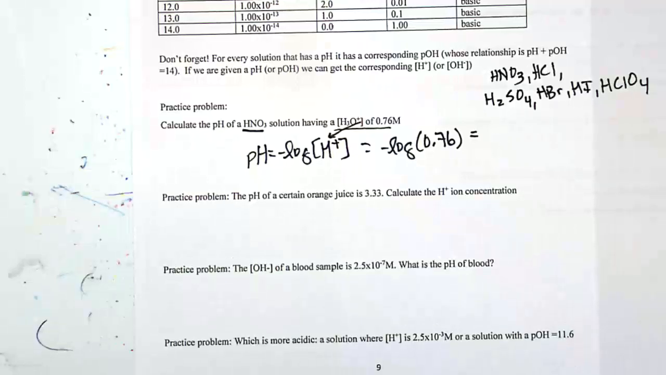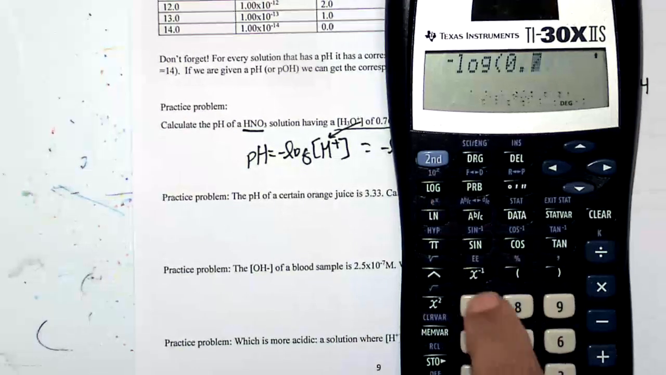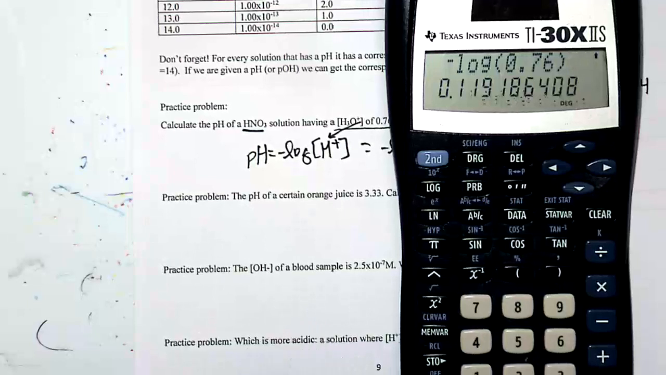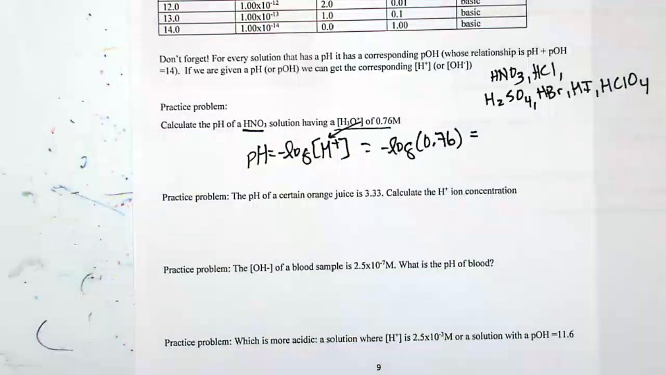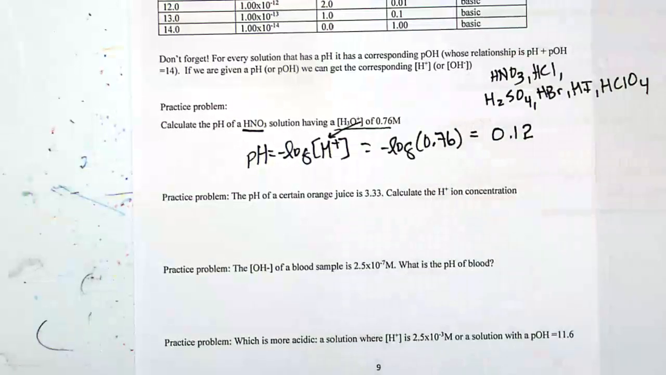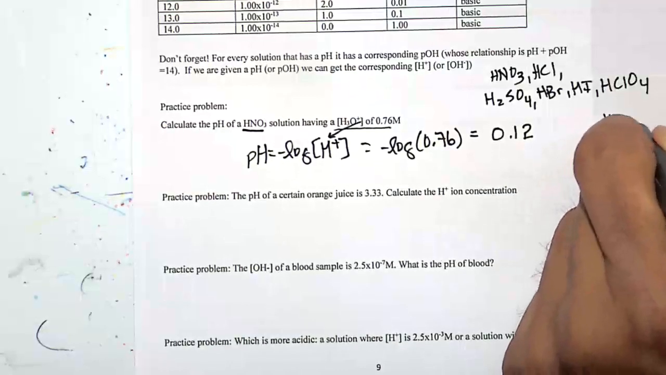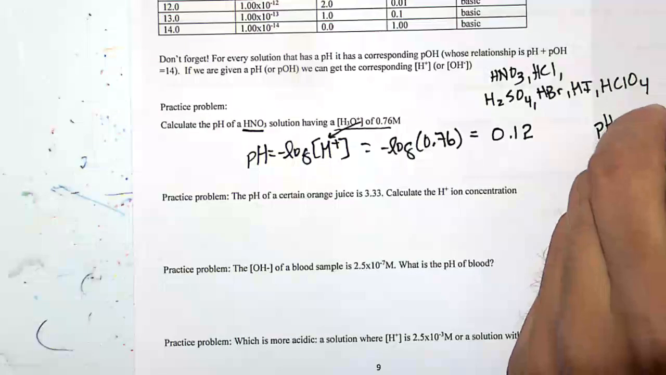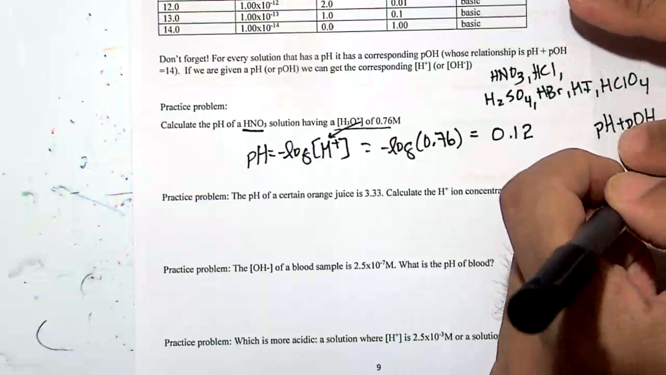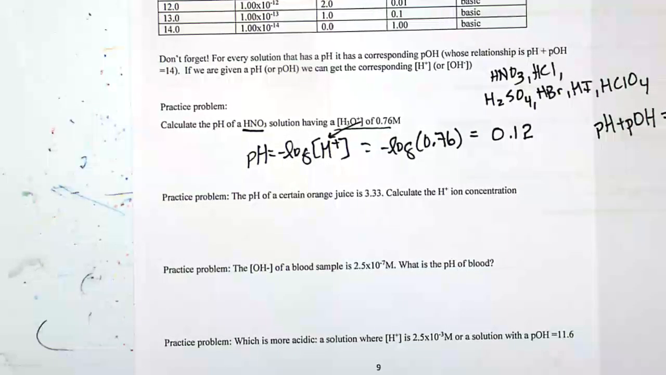And what's the answer to this? Minus the log of 0.76 is about 0.12. So also remember pH does not have any units. Also pOH does not have any units. And we want to remember this relationship: pH plus pOH equals 14.